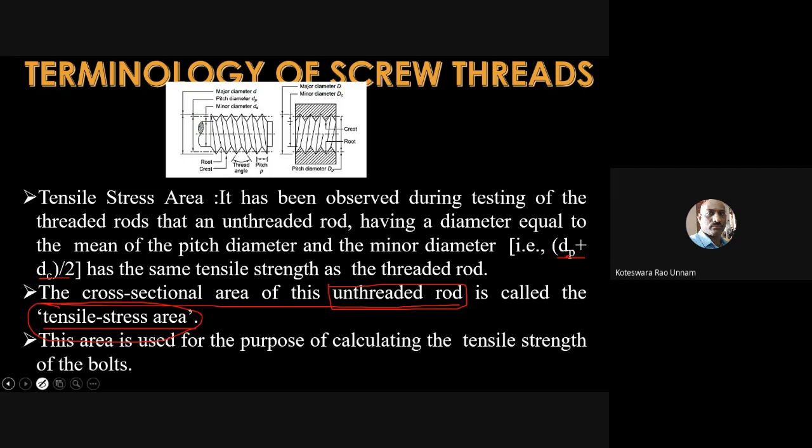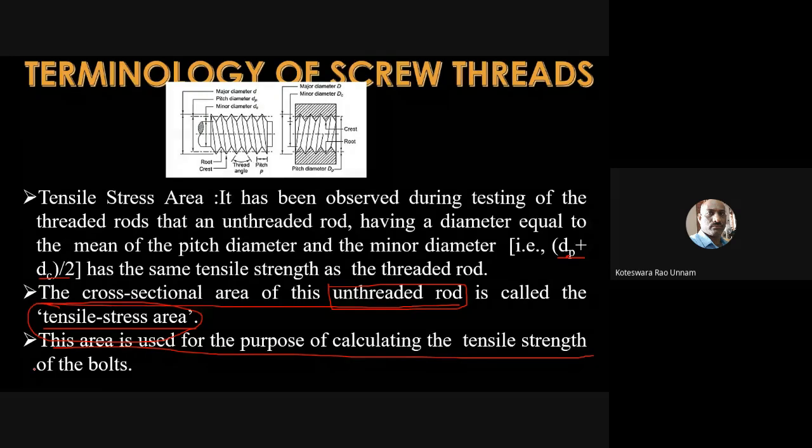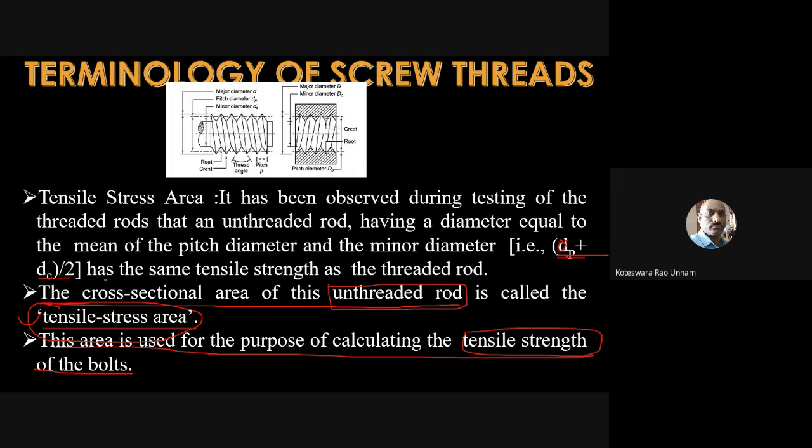So this area is used for the purpose of calculating the tensile strength of the bolts. Always we'll use this tensile stress area. That means you need to calculate the area based on this diameter. That is only used to calculate the tensile strength of the bolt. But it is always difficult to compute what dp is and what dc is, and then find the mean value of those two.